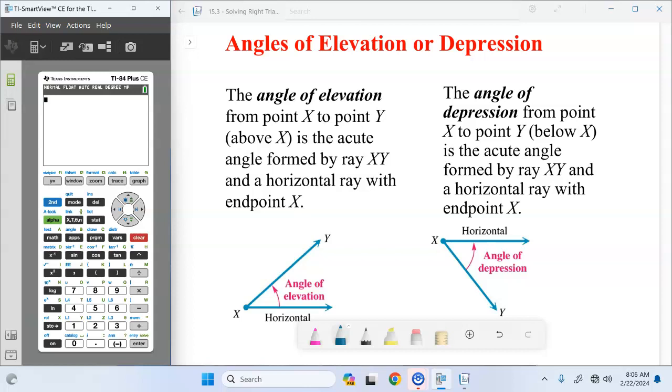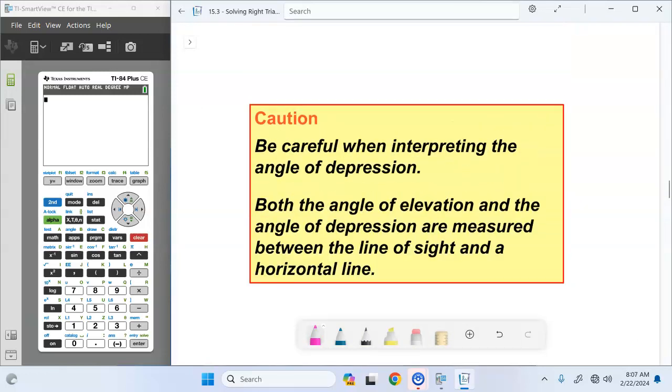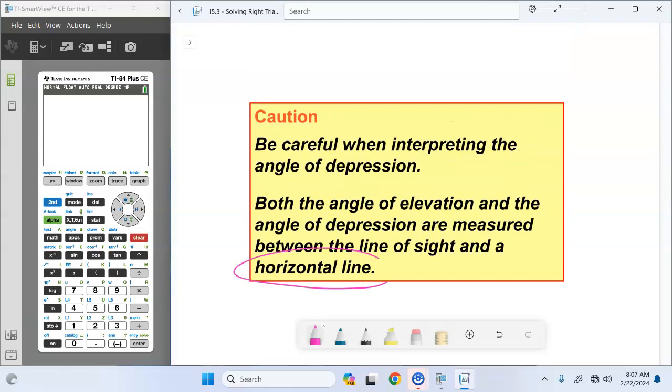What's really, really important is they are always measured from a horizontal. If you can remember that, the word problems get really, really easy. Forget that, and you're probably going to get like half the word problems wrong. You need to remember that your angle of elevation and your angle of depression are always attached to a horizontal line. Look at that. Always horizontal.